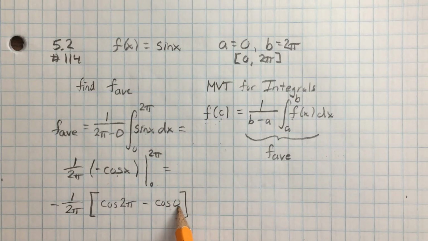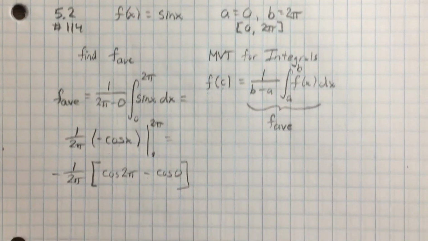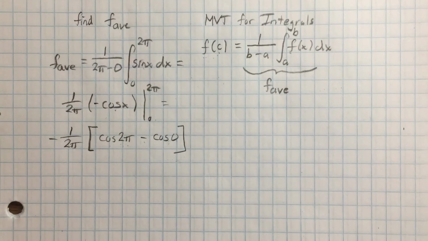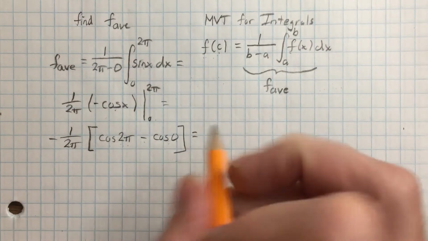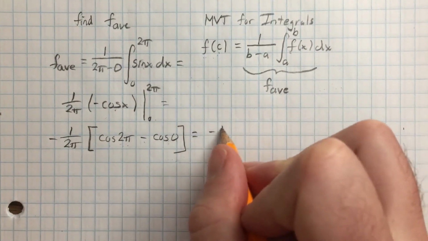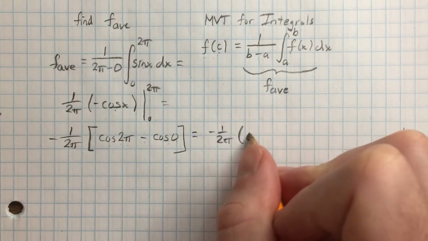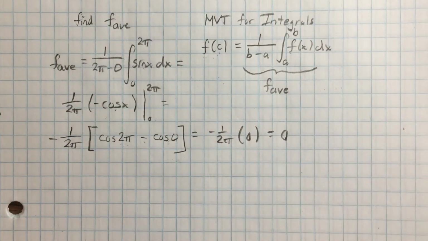Wherever you start, if you're 2 pi later, cos is going to be the same value for each of these. It's true, it's 1. I know it's 1 minus 1, but I'm saying if you didn't know the exact value of each of these separately, you would know their difference was nothing. So we get negative 1 on 2 pi times 0, which equals 0. So the average value of this function over the 2 pi interval from 0 to 2 pi is nothing.